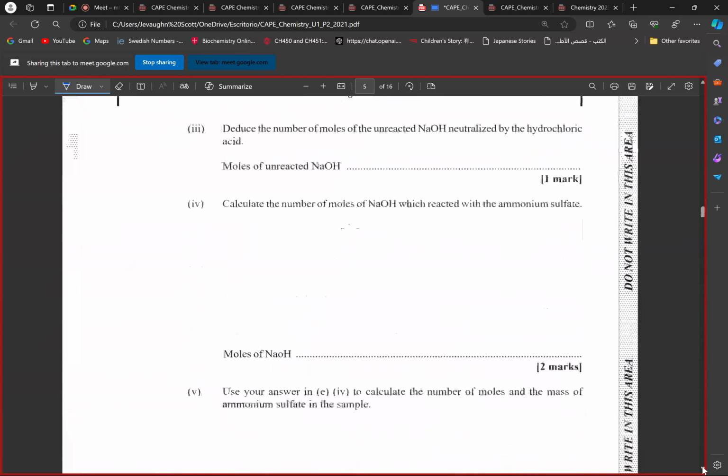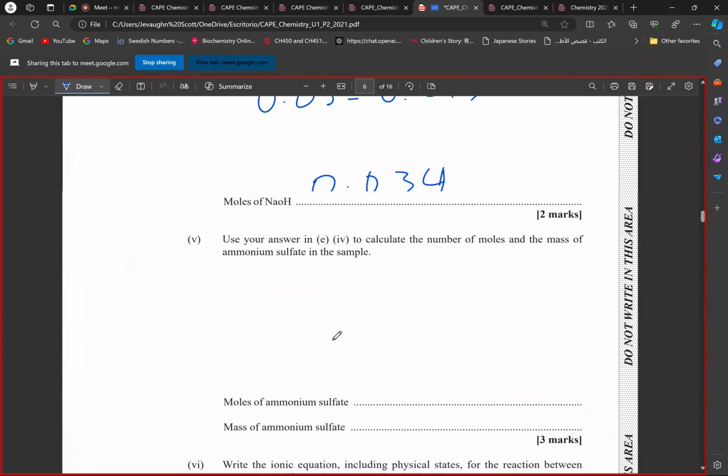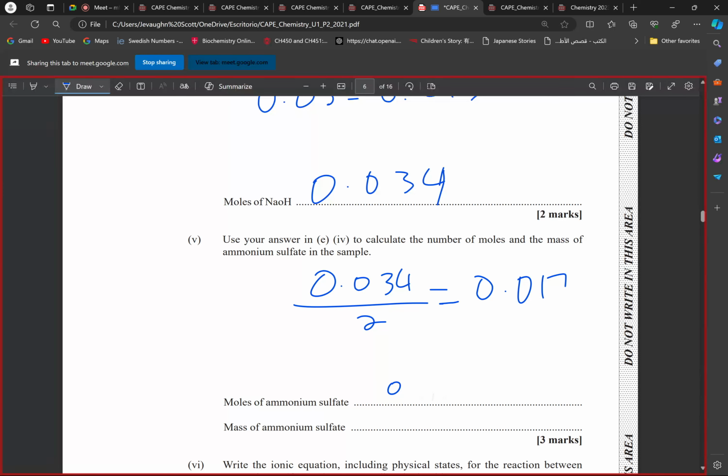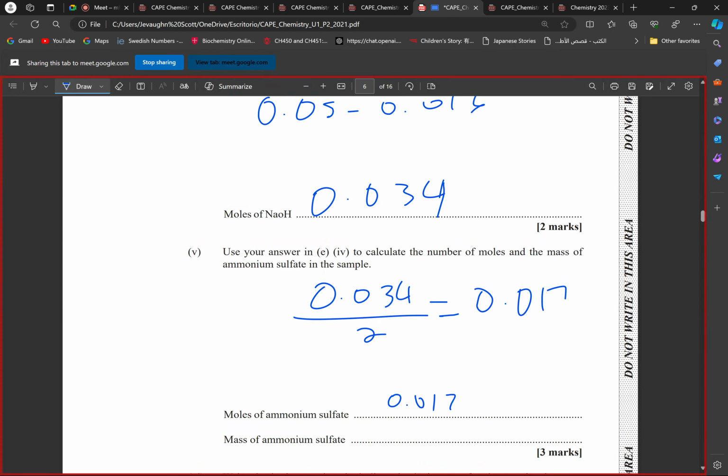All right. So let's look at that now. We take the number of moles of sodium hydroxide. Oh, please stop. Okay. So 0.034, and what will we get? If I can read this properly, 0.017 moles. Right? And now the mass.